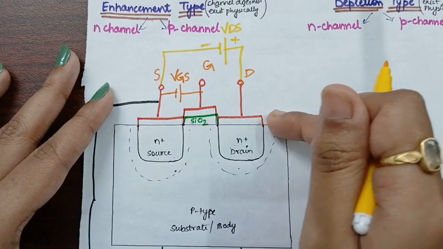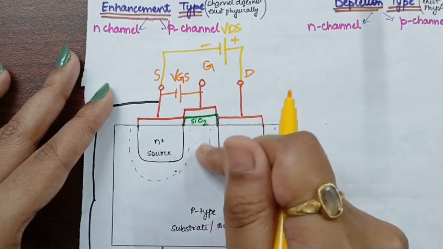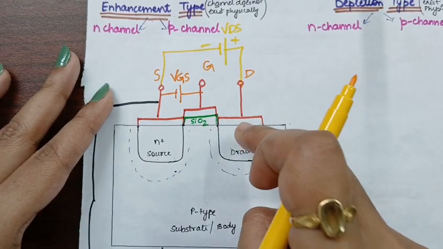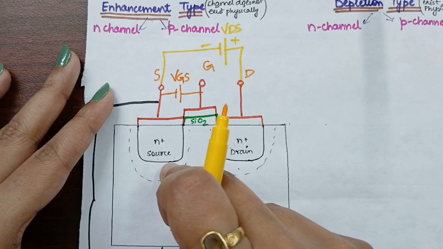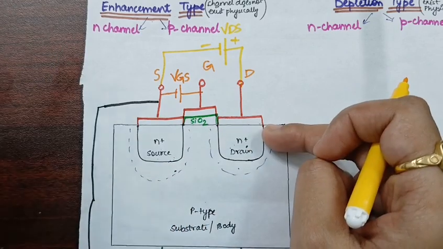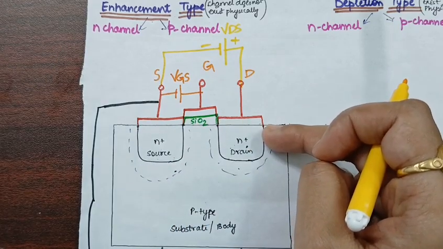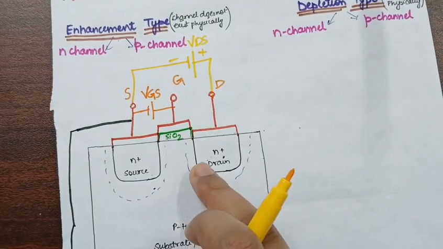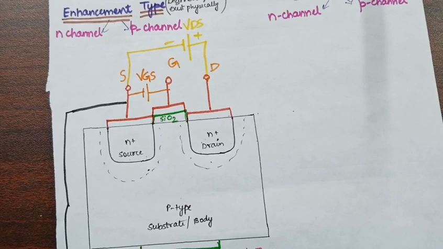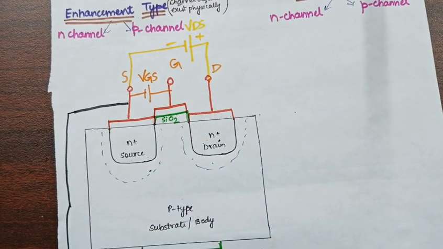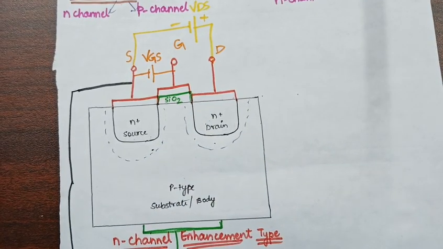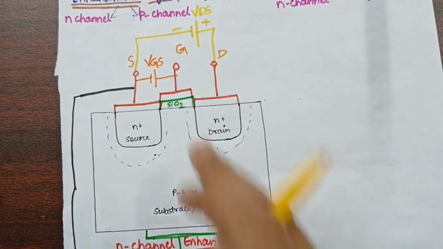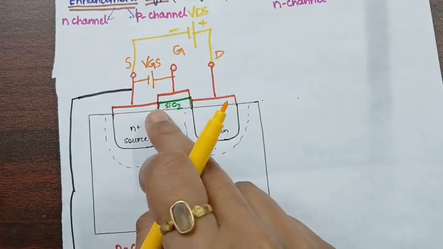But what we observe is that this is N-type material and this is P-type material. So when the current flows from N-type material to P-type material, it will be in reverse bias, isn't it? So the depletion region will increase. So there will be no flow of current. Now the question arises, how can we do it? We can do it by forming a channel here.